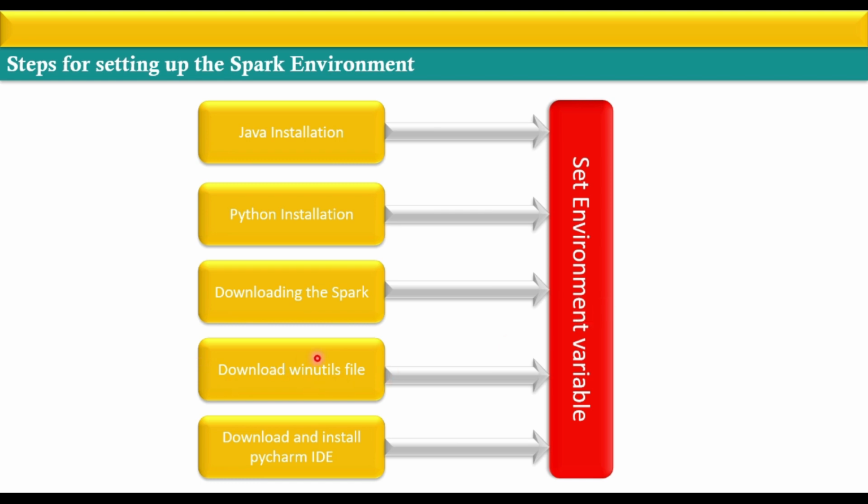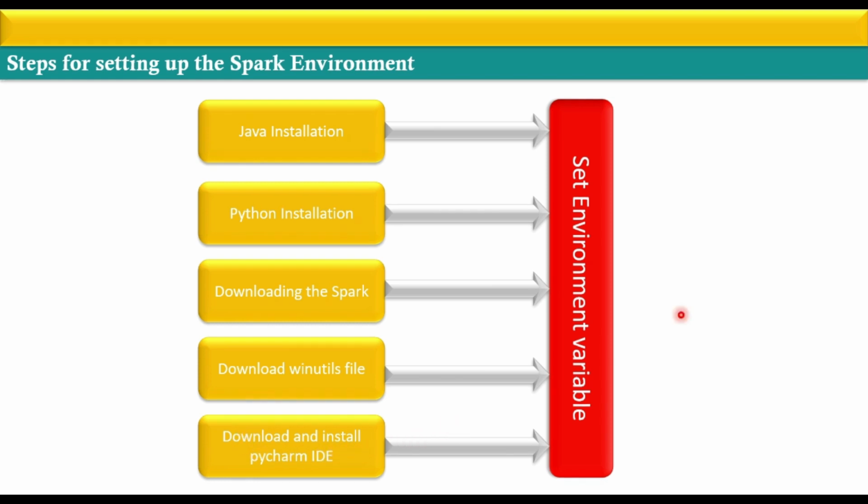We need to download the WinUtils files. This is the utility which is required in order to have communication between the Windows OS and Spark. So we need to download this particular file and then proceed with the environment variable setting, and at the end we need to download or install a particular IDE. In this particular session, I will walk you through PyCharm and VS Code IDE.